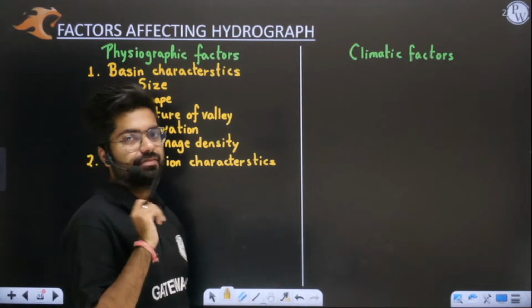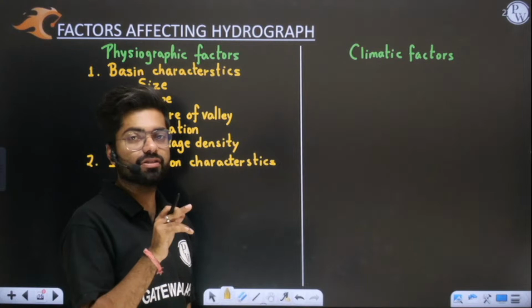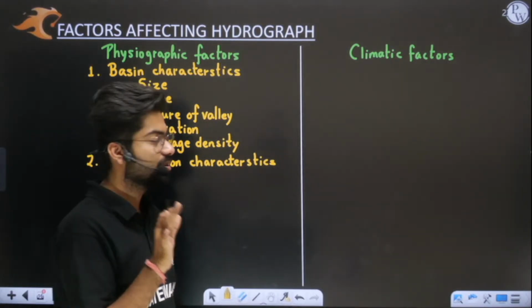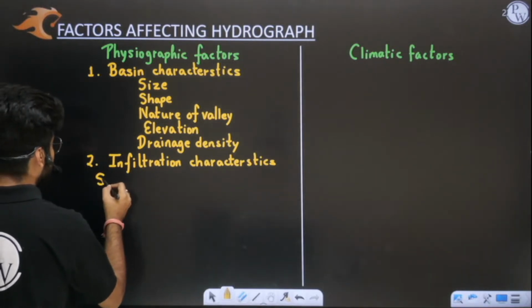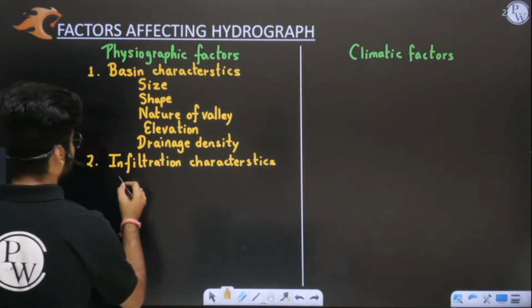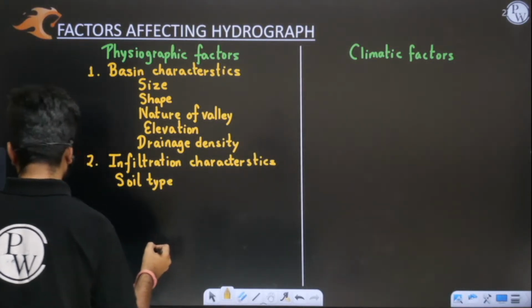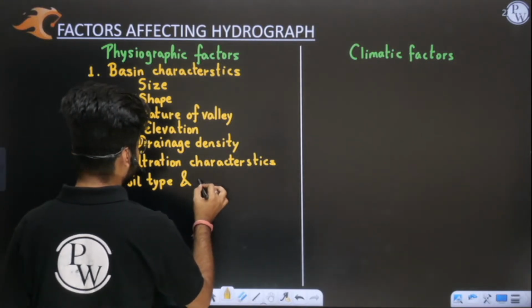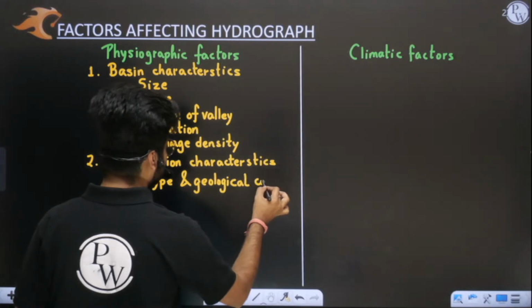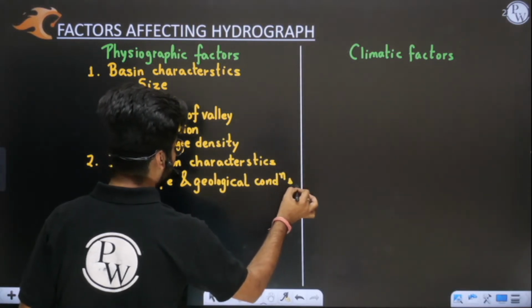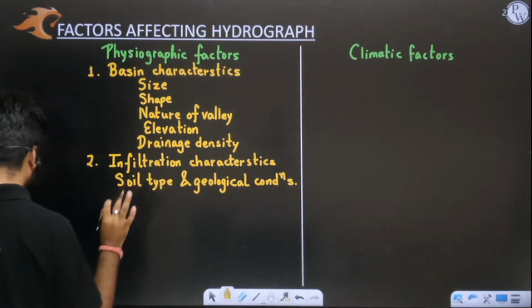Listen very carefully. If you have less infiltration, then obviously runoff will be more. Yes or no? If infiltration is less, then runoff will be more. Obviously this depends on soil type. What kind of soil we have in that catchment area? What is the geological condition there? Do we have forest in that area or not, or is that a fallow land? So many things are there which will govern the shape of hydrograph.